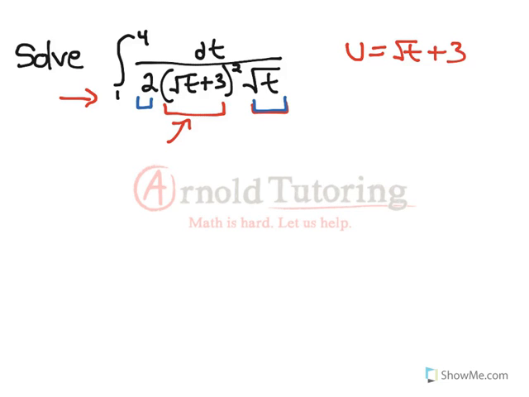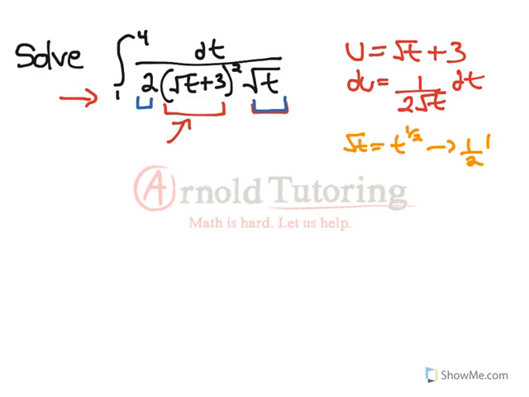Again, substitution is used if you see that the derivative of one part of the integral is also found in the integral. So if u equals root t plus 3, du equals 1 over 2 root t dt. This should be pretty clear. If you can't see how I got that, just remember that root t is the same as t to the 1/2, and the derivative of that is the 1/2 comes down, t to the negative 1/2, which is the same as this piece. Okay, so now let's replace our terms in terms of u.